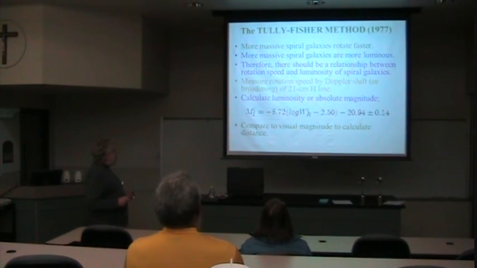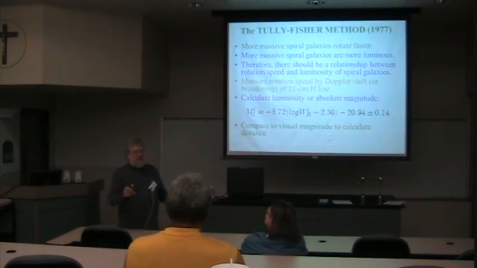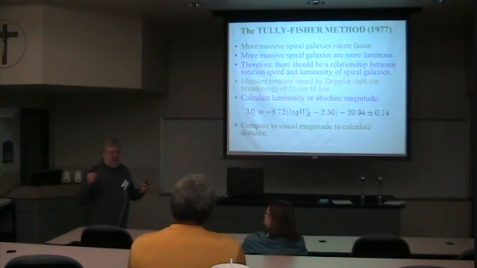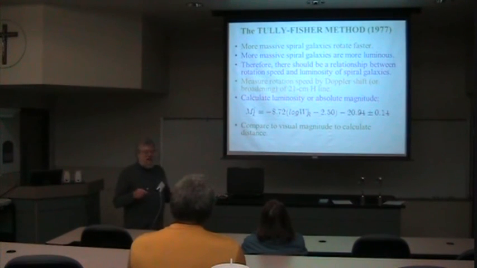So we measure the rotation speed by the Doppler shift. In other words, we don't have to sit there and watch a galaxy make a turn and time it, because where we are in the Milky Way, it takes 100 million years to go around. We wouldn't have very much data that way. But if you look at the Doppler shift near the edges, one side's coming towards you, the other side's going away from you, you can see how fast it's rotating. And we normally use the broadening of the spectral line, like the 21 centimeter hydrogen line.